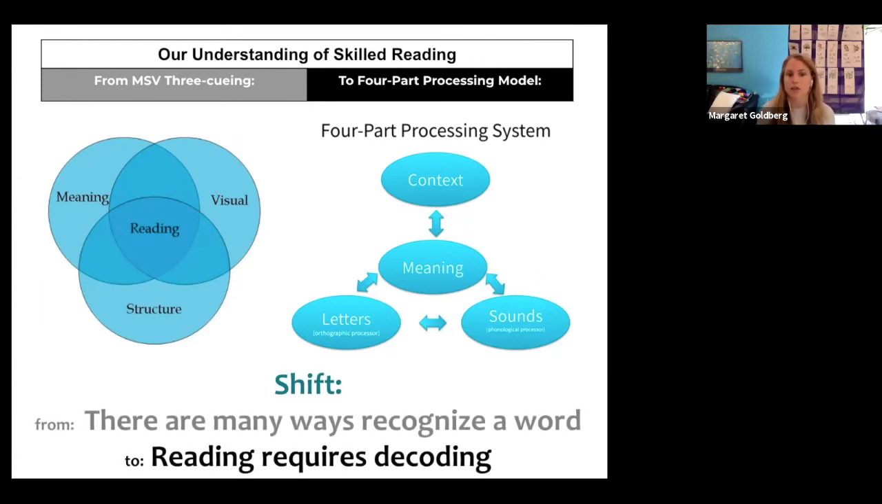So this essential shift was going from the belief that there's many ways to recognize a word, and it doesn't matter as long as the kid says the right word, to realizing, no, reading actually requires decoding. It is an essential part of reading comprehension.